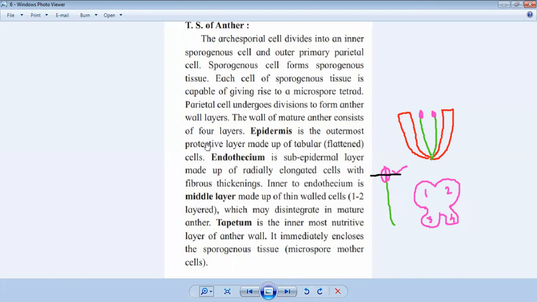So epidermis is the outermost protective layer made up of the tubular, that is the flattened cells. Endothecium is a subepidermal layer made up of the radially elongated cells with fibrous thickening. Inner to endothecium is a middle layer which is made up of thin walled cells, 1 to 2 layered, which may disintegrate in a mature anther. Tapetum is the innermost nutritive layer of the anther wall. It immediately encloses the sporogenous tissues, that is the microspore mother cells.